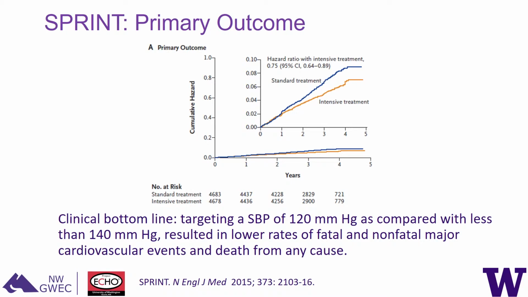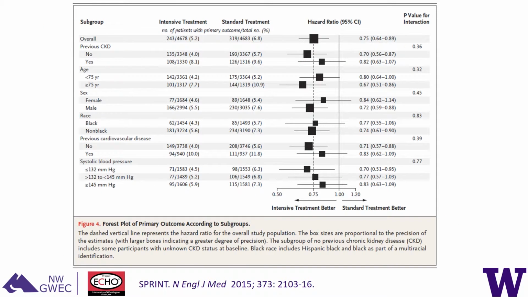And the clinical bottom line was that targeting a systolic blood pressure of 120 as compared to something less than 140 resulted in lower rates of fatal and non-fatal major cardiovascular events and death from any cause. And they also did a subgroup analysis as well.